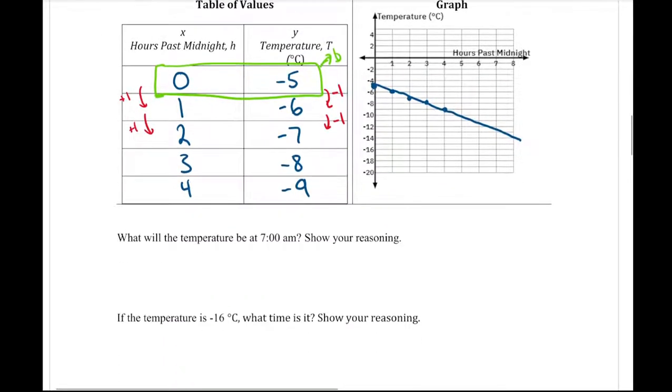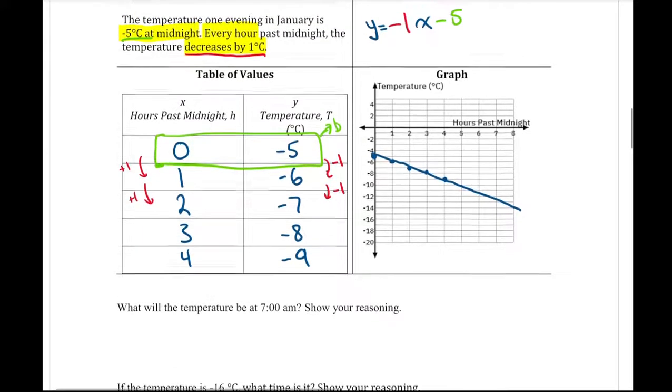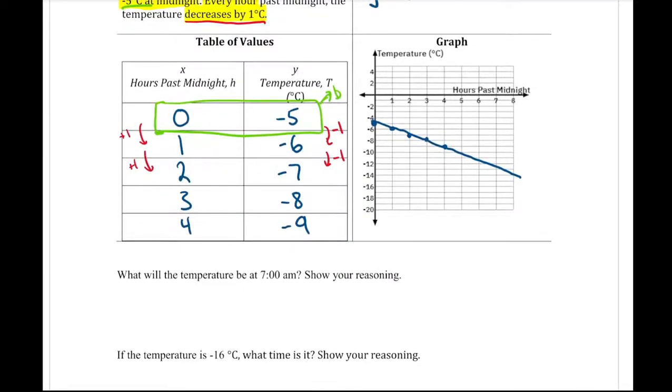We now have 2 questions that we are being asked based on that relationship. We want to know, what will the temperature be at 7 a.m.? And show your reasoning. So at 7 a.m., that is 7 hours past midnight. Or in other words, based on our context, that is our x value. So I want to know when x is 7, what is the y value?